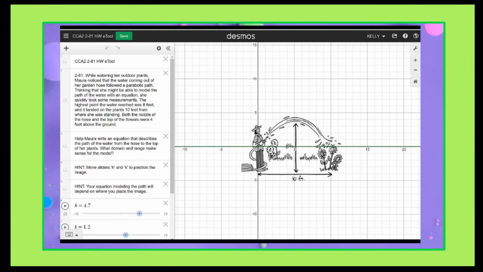Okay, so this is lesson 2.2.1, or 2.2.1's review and preview. I always get mixed up with all those numbers. And this is 2-81. This is the very first one, and they've given us an E tool to use. So we're just going to solve the whole thing in the E tool, and we'll talk about it as we go. So let's just jump in.